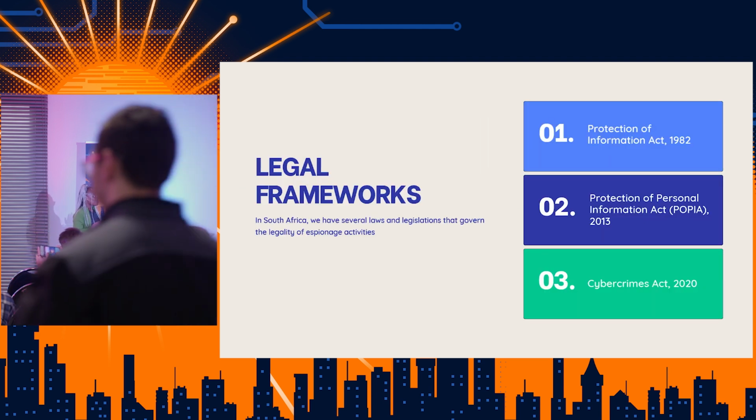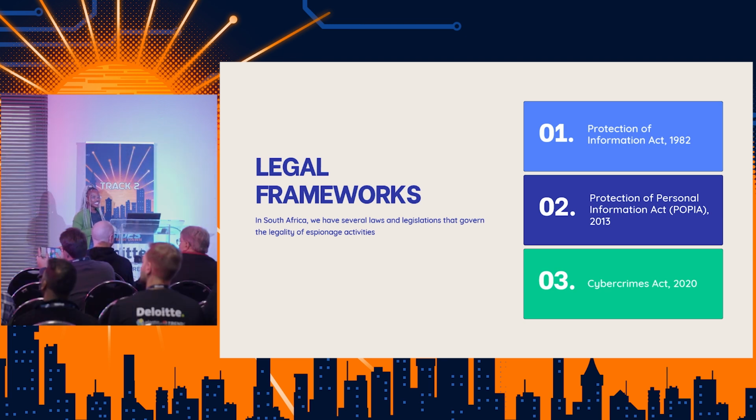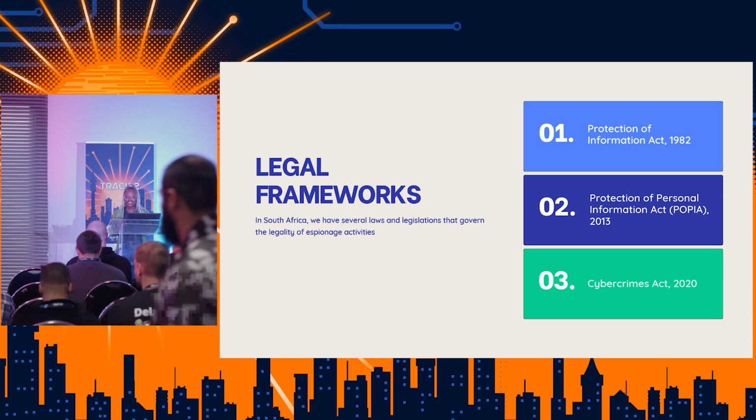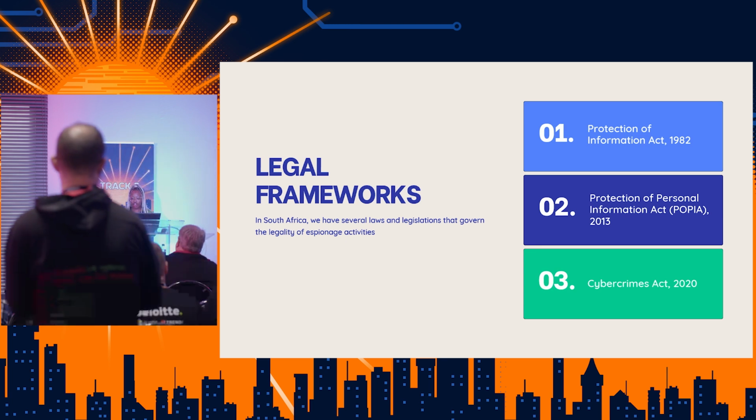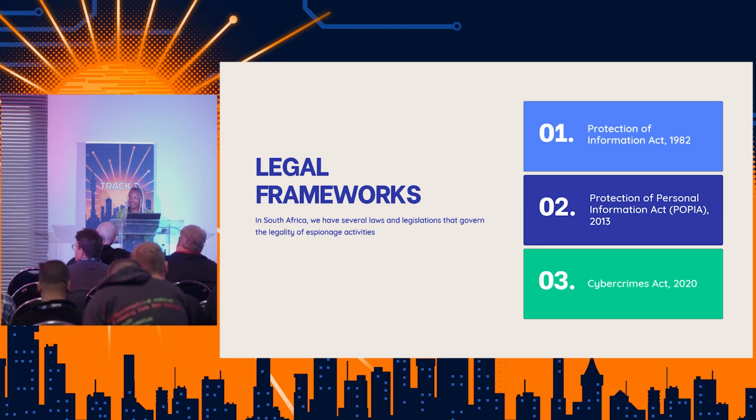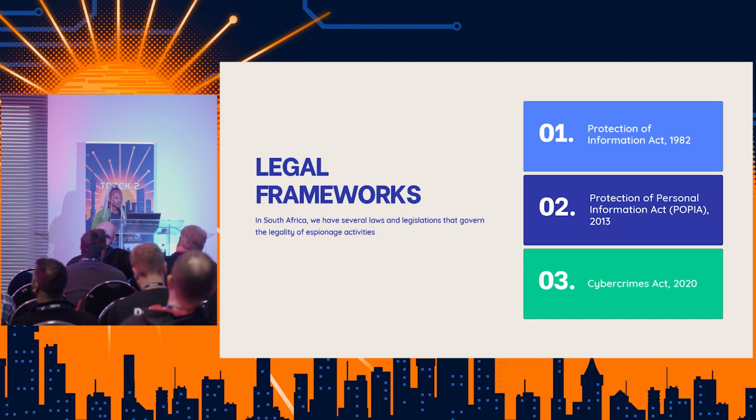In terms of espionage, there are also various legal frameworks that exist. In South Africa, we have several laws and legislations that govern the legality of espionage activities. These include the Protection of Information Act of 1982, the Protection of Personal Information Act, the POPI Act, that we hear about every single day these days, as well as the Cybercrimes Act. These govern the legalities of what kind of information is legal to have and what kind of information is not legal to have, and how you can use that information.